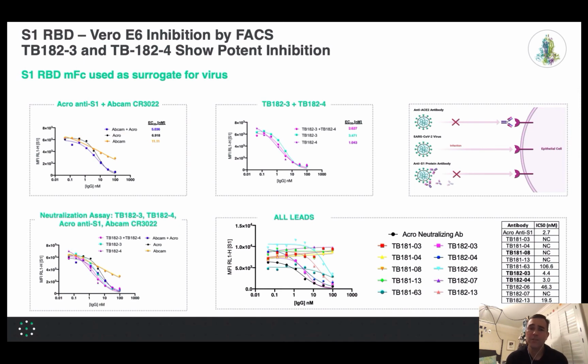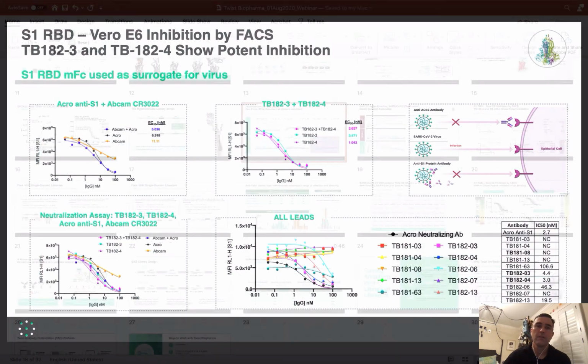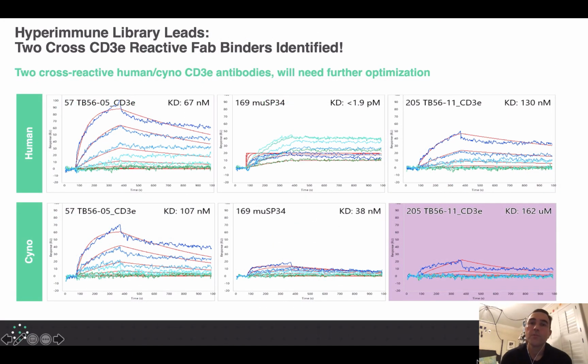And then we look to see whether we can block that interaction with the cells using our antibody. And you can see we have a number of different antibodies, again derived from the Hyperimmune Library, where we see very potent inhibition of SARS-CoV S1 RBD binding. So again, I've just gone through the construction of the Hyperimmune Library.